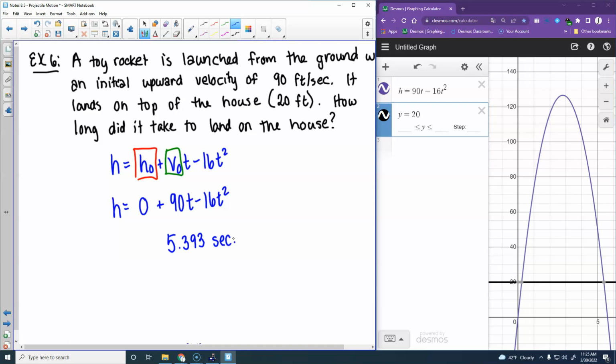So if it's not hitting the ground, it's hitting something else, it's not going all the way back down, then you can just put in a line there at that point. Okay, questions?